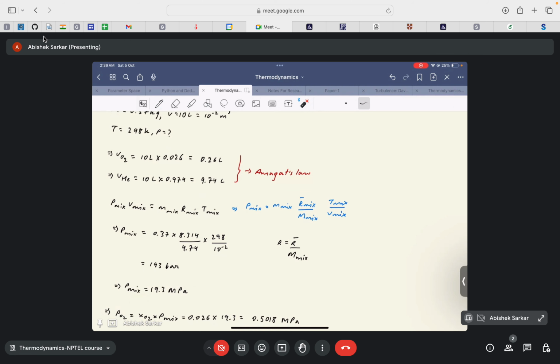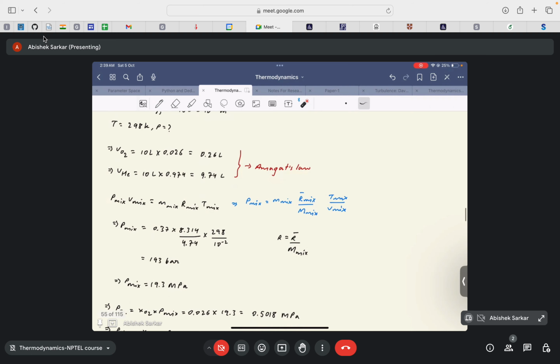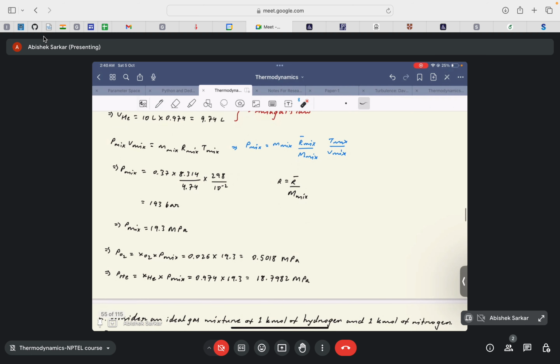these gas components, that is oxygen and helium. So we know from Dalton's law of partial pressure that the pressure exerted by O2 would be proportional to the volume fraction, sorry, the mole fraction of the oxygen in the mixture. So we can write PO2 as XO2 into P mix, or 0.026 into 19.3, which is equal to 0.5018 megapascal.